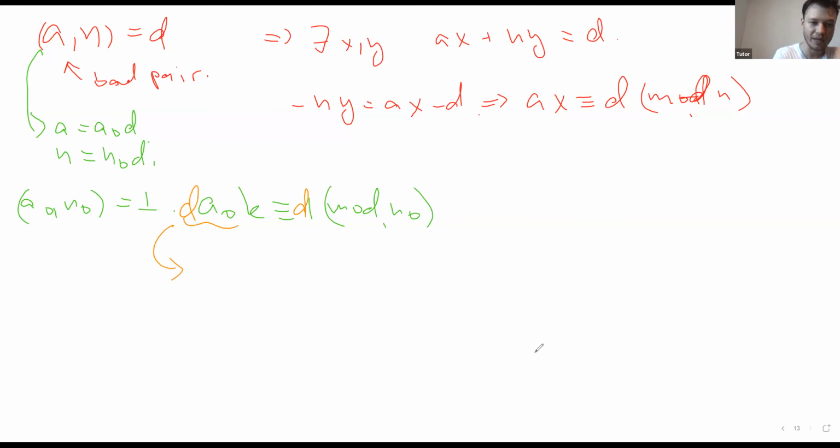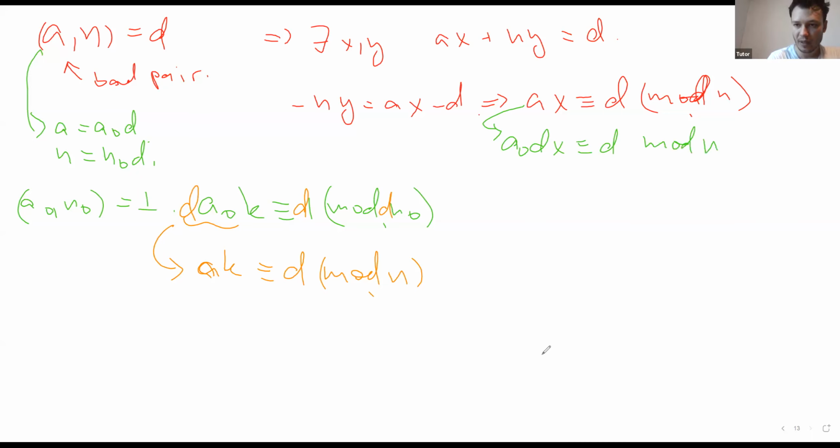Well, this thing here is just going to be A. So I'm going to get A K congruent with D mod N, and I can also multiply this by D, right? Why is that the case? Because if you look at this thing and you try to simplify it, you'd get A0 D x is going to be congruent with D mod N0 D.